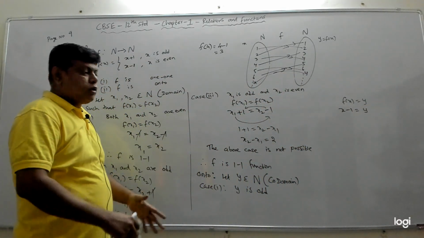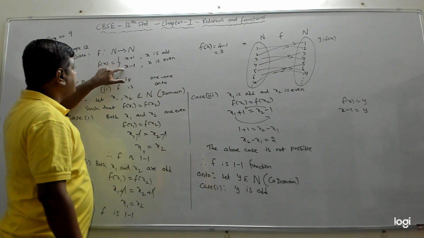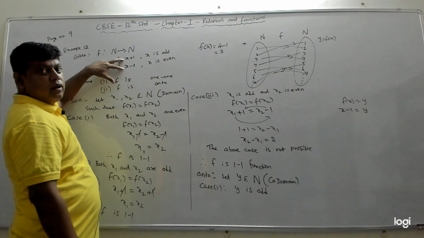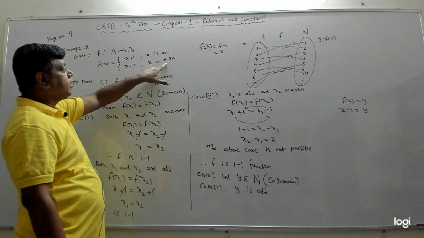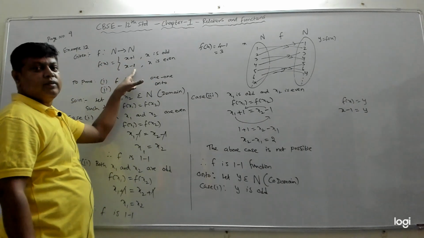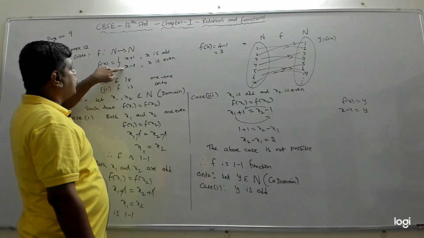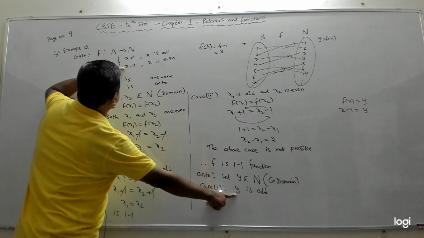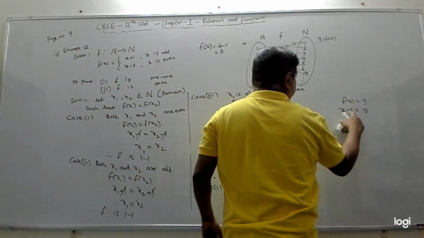Because y is odd, which of these two is odd? How do you find that? That is based on x. X is even means x minus 1 is odd. Here x is odd means x plus 1 is even. So this is even, this is odd. When I say y is odd, y cannot be this because here it is even. So y has to be this. So x minus 1 should be equal to y. So I should put f of x as x minus 1.